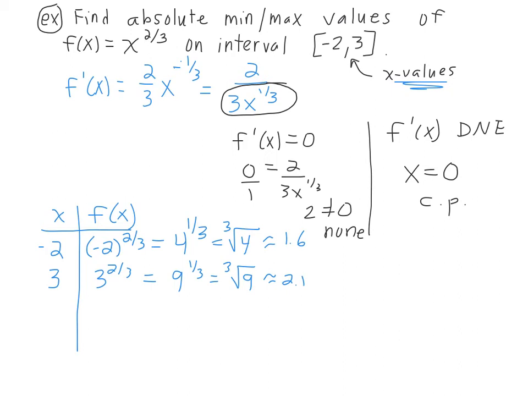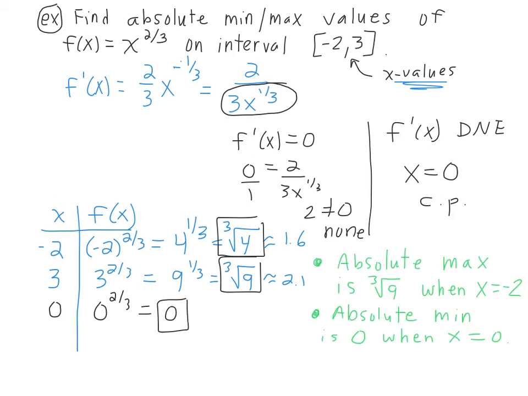What that means is it's a possible candidate for an absolute min or an absolute max. So if we put 0 into our function f of x, we have 0 raised to the 2/3. That's just 0. So now it's a matter of comparing our values here and picking out the one that is the highest and the one that is the lowest. If we summarize here, we can say that our absolute max is the cube root of 9, and this happens when x is -2.